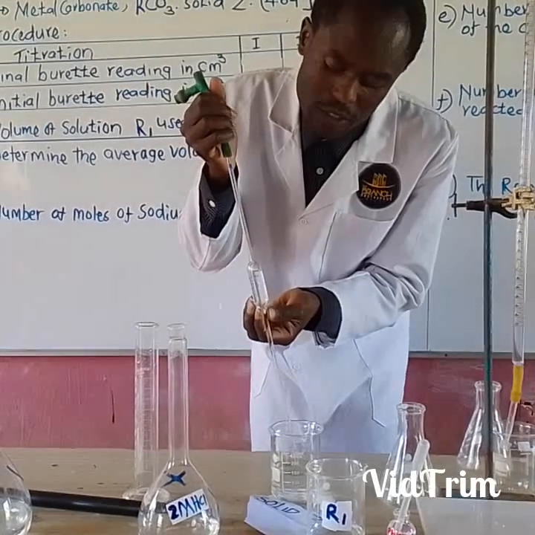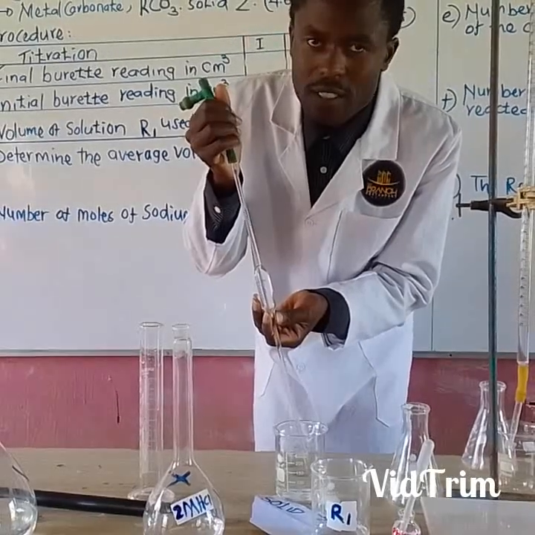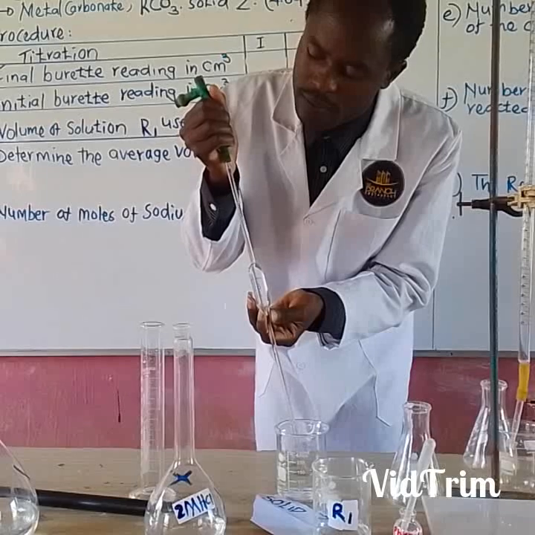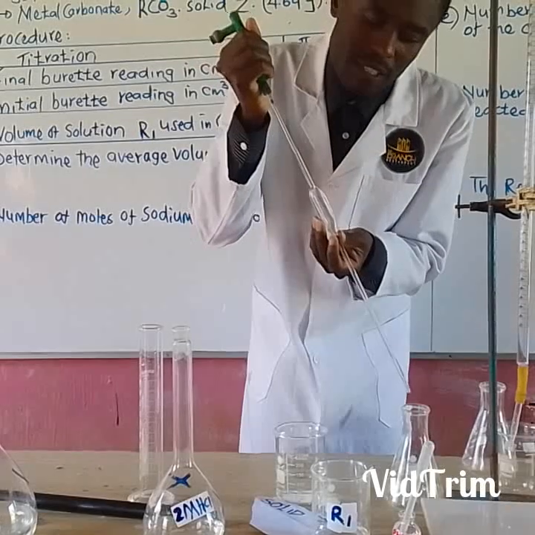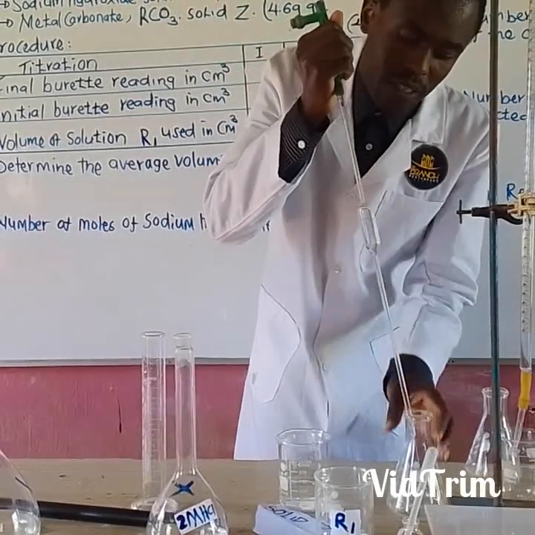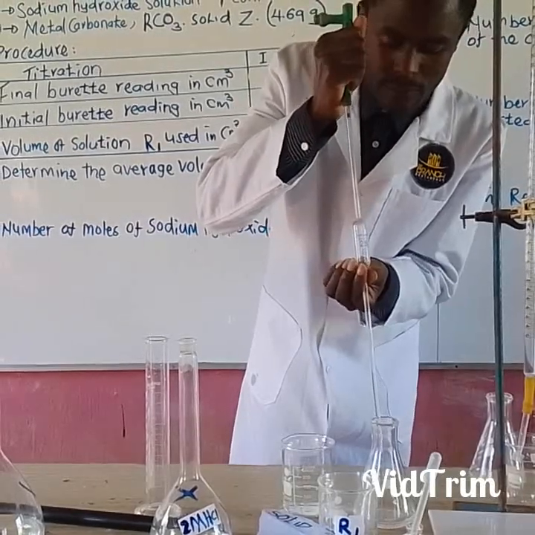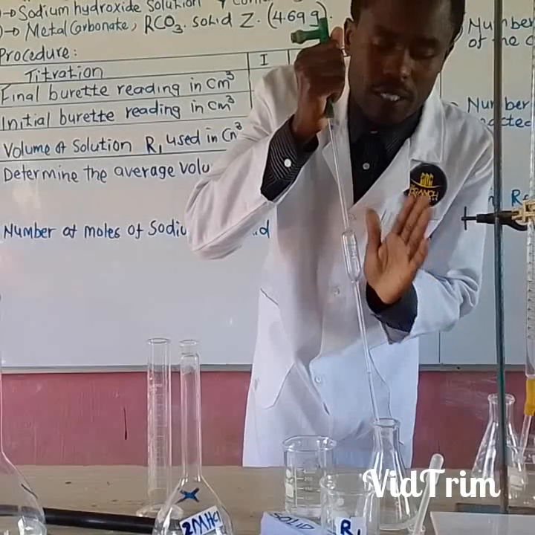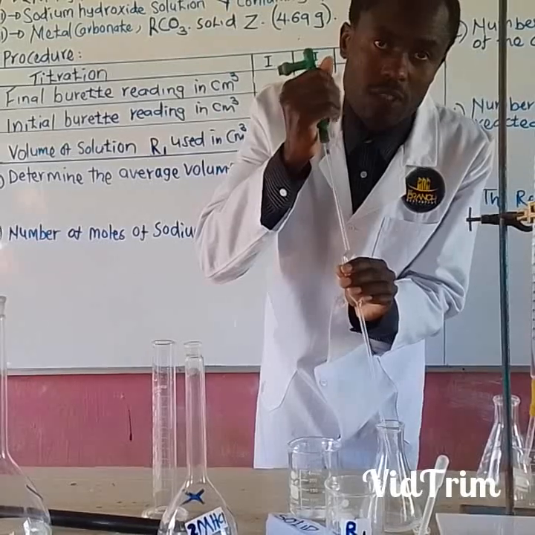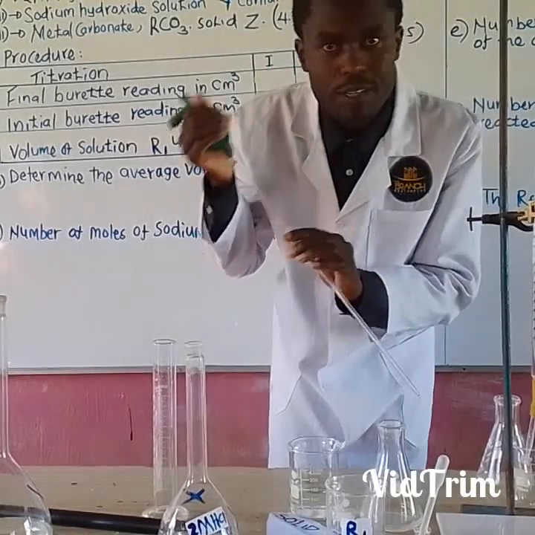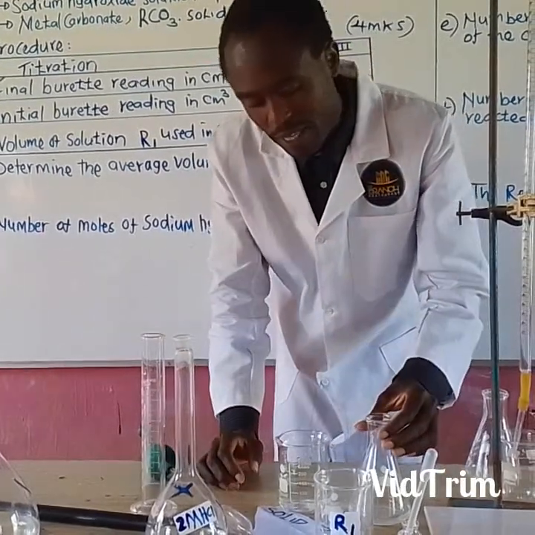Then as I pipette this one, I'm going to transfer it into a clean conical flask. A clean conical flask. Then this is 25. Then I transfer this one into a clean conical flask, like that. And please, my student, this one requires patience and total concentration and patience. Very important when it comes to titration experiments. Is it okay? Good.